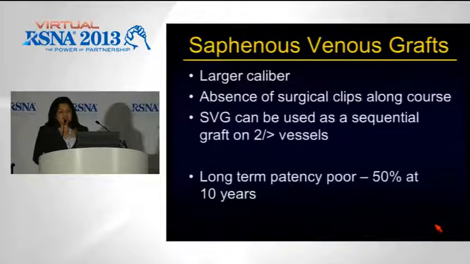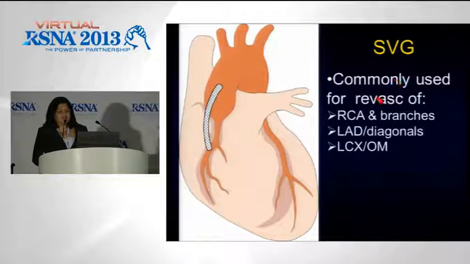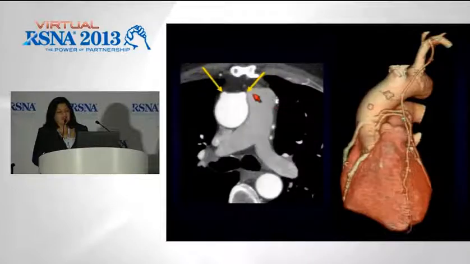Moving on to saphenous venous grafts, these are of larger caliber. There's absence of surgical clips along the course, and they can be used as a sequential graft like I showed you. The long-term patency for these is poor when compared to the internal mammary arteries, 50% at 10 years. So they can be commonly used for revascularization of any of the major branches. And usually they're anastomosed to the anterior wall of the aorta. For the right side, it's to the right, and left-sided vessels here on the left. So here you've got this one going to the PDA and these two going to the left-sided vessels.